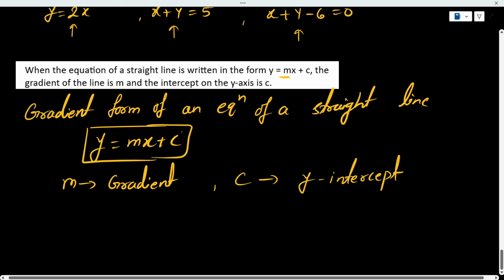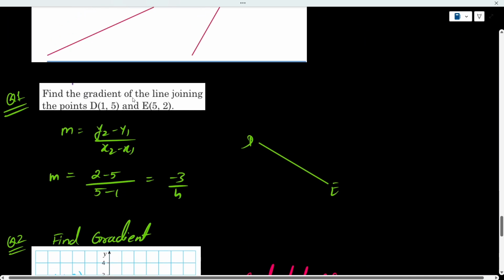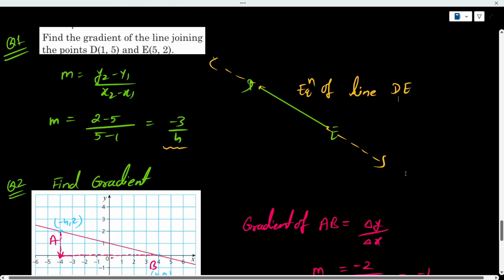Now how do we do it here? In the same question, I have calculated the gradient. This is a straight line, you can see that DE is a straight line. I have the coordinates and I have calculated the gradient. This line can be extended infinitely, right? So if I need to find the equation of line DE, and I put an arrow here, that means it becomes line DE. How are you going to do it?